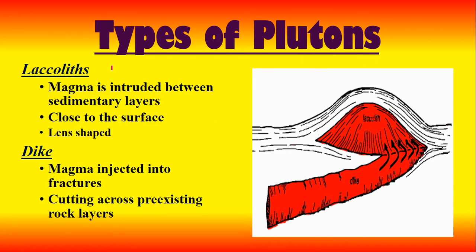Laccoliths are where magma is intruded between sedimentary layers. It's usually close to the surface, and it's a lens shape. You can see that up here. And then a dike is magma injected into fractures, usually cutting across rock layers. You can see the dike in this picture as well.